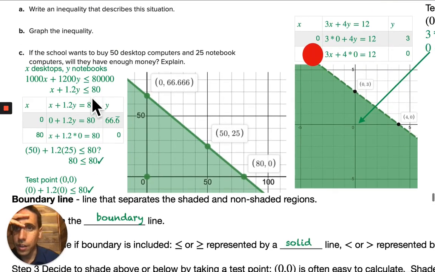Let's even take a look. They wanted us to check to see if 50 and 25 would work. 50 desktops here plus 1.2 times 25 notebooks. Is that less than or equal to 80? Well, yeah, actually, when you multiply it out, that's 80 is less than or equal to 80. You see it's right on the boundary. This is a true statement, so therefore, yes, they will have enough money.